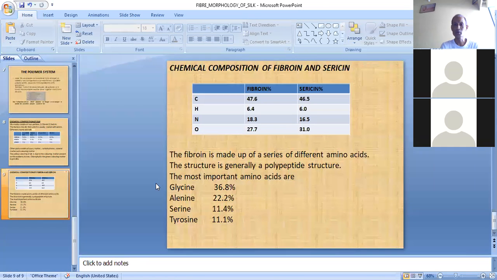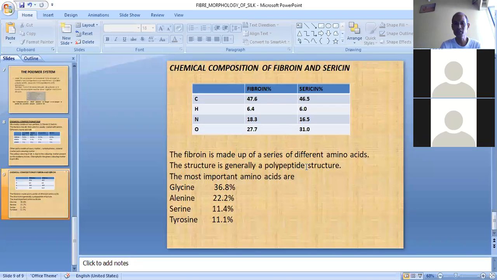Chemical composition of fibroin and sericin. Earlier we took the chemical composition of silk; now we are taking separately the chemical composition of fibroin and sericin. In fibroin the contents found are carbon, hydrogen, nitrogen, and oxygen. The percentage of carbon is 47.6 in fibroin and 46.5 in sericin, hydrogen 6.4 in fibroin and 6 in sericin, nitrogen 18.3 in fibroin and 16.5 in sericin, and oxygen 27.7 in fibroin, whereas 31% in sericin.